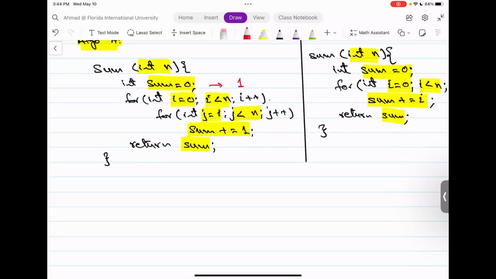This loop is being executed. How many times is this loop executed? This loop is being executed n times, starting from 0 to n. So this loop is going to execute n times. If the number is 5, it is going to execute 5 times. If the number is 15, this loop will execute 15 times.